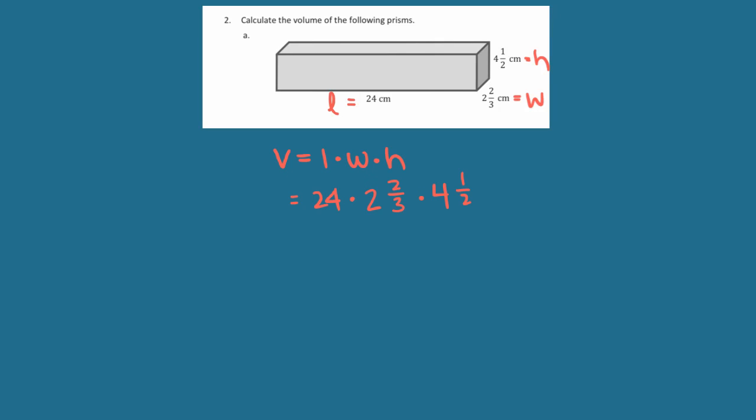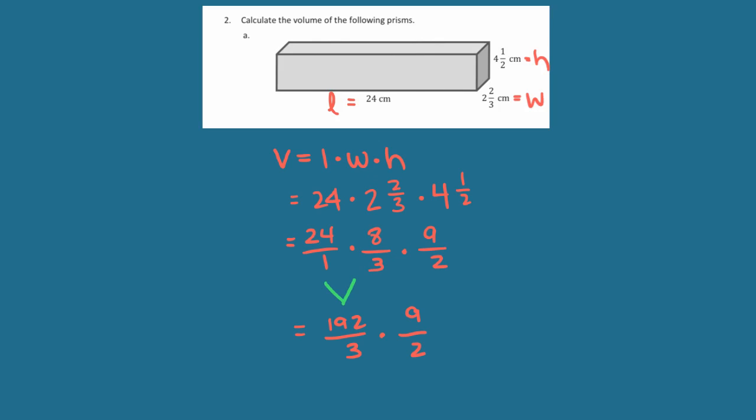Again, I'm just going to turn these into improper fractions. This 24 is a whole number, so I'm just going to do 24/1 because that still equals 24, and then times 8/3, and then times 9/2. Now again, we just multiply straight across. So 24 times 8/3 equals, I'll let everyone pull out their calculator if you need it, so you can calculate 24 times 8, which is 192/3, and then times, bring this one down, 9/2.